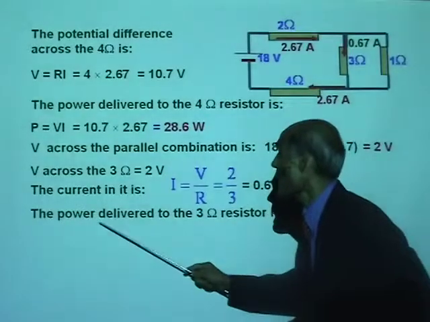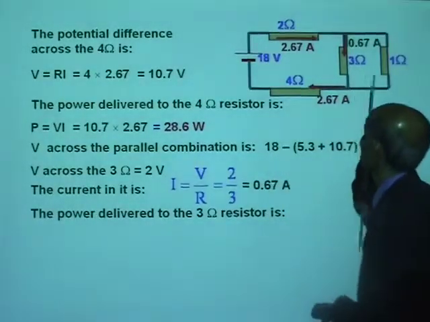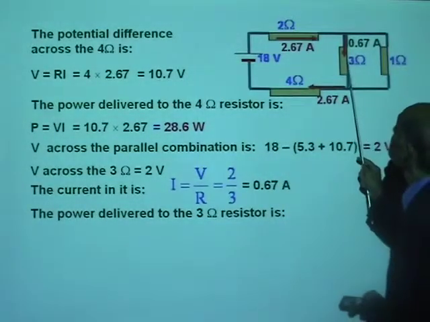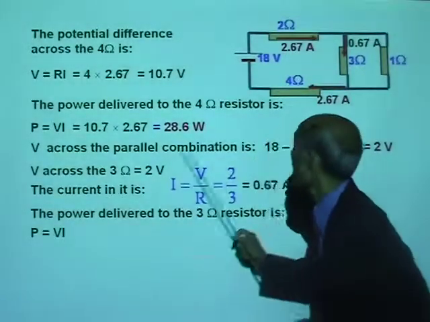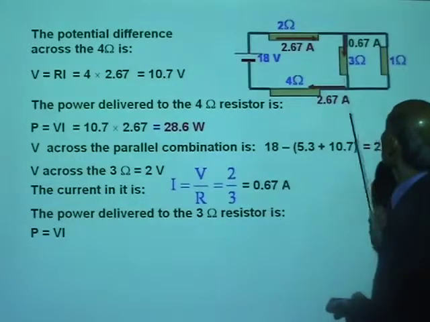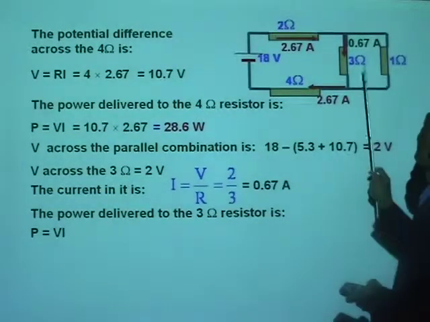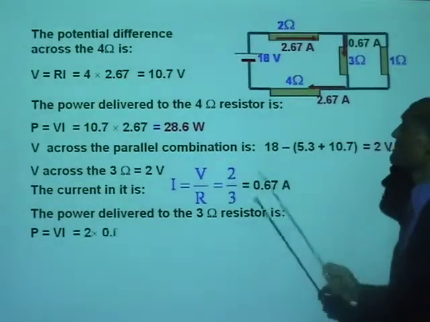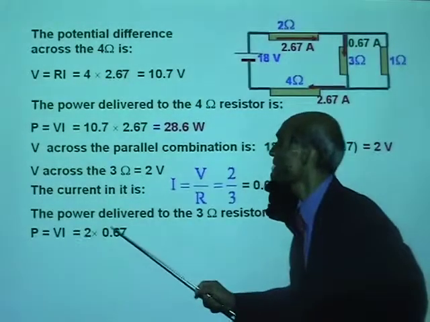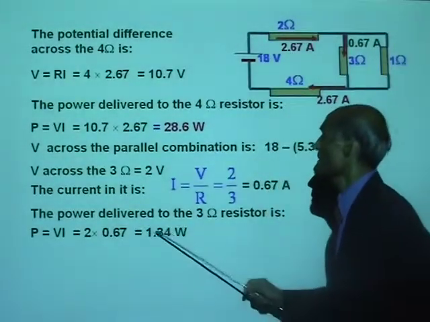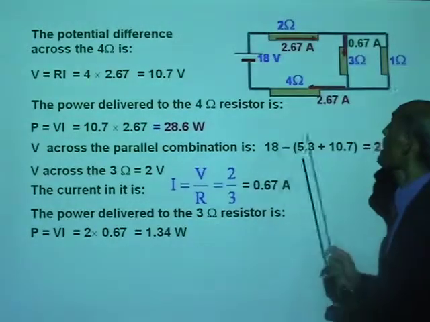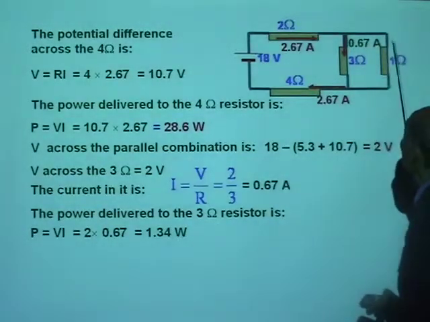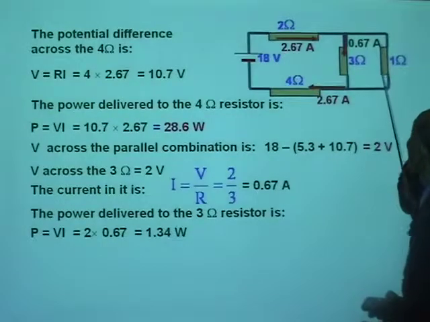And what is the power delivered to the 3 ohm resistor? The power delivered to the 3 ohm resistor is P equal to V times I. V, the potential difference, is 2 volts. The current is 0.67 ampere. That will be 2 times 0.67. That is 1.34 watt.